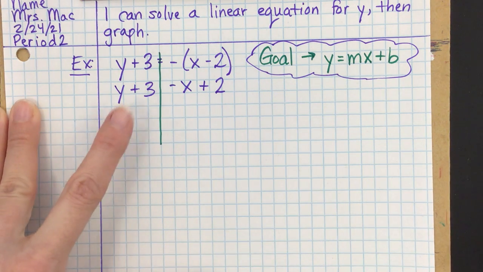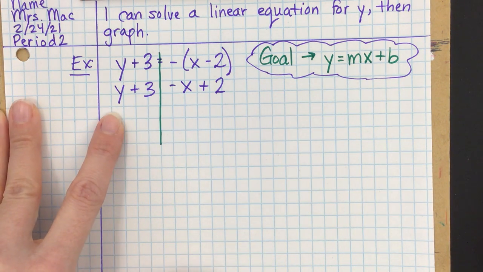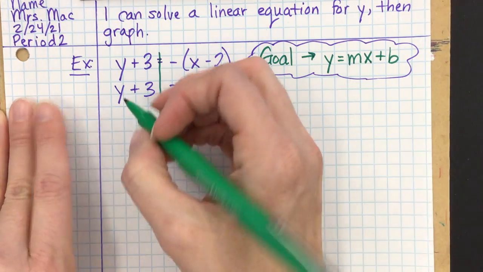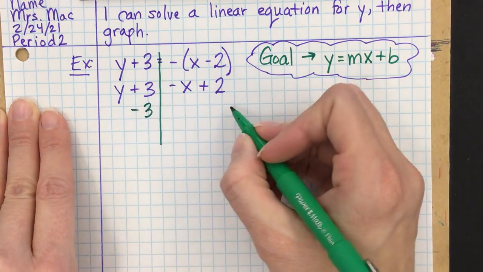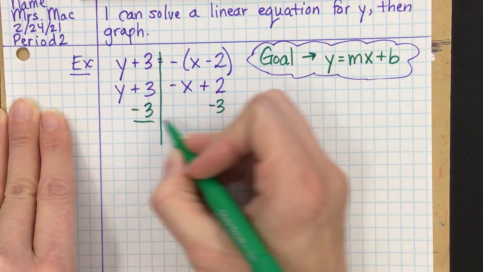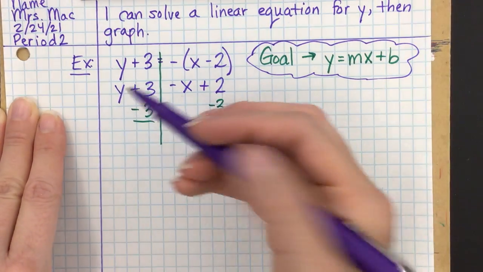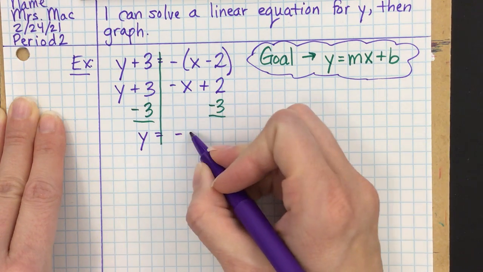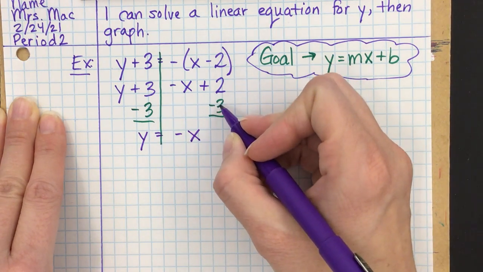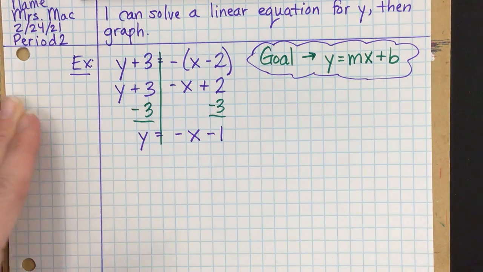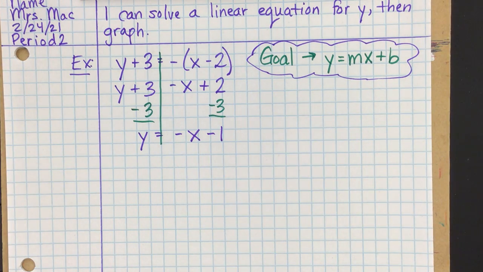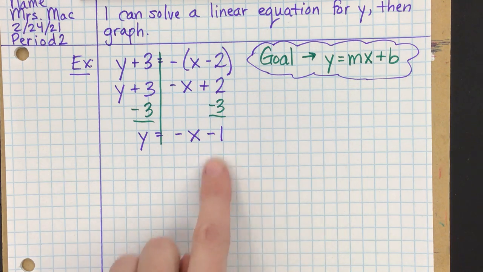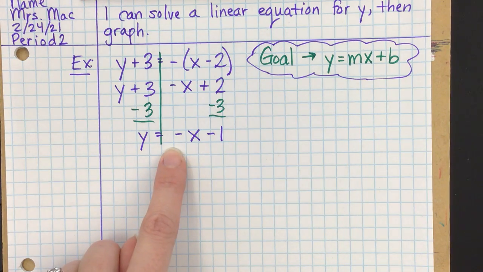Now, because I want y all by itself on one side of the equal sign so I can get it into this form, I am going to subtract 3 from both sides. And I will get y is equal to negative x, and then 2 minus 3 will be negative 1. So we did it. We reached our goal. We got it solved for y, and it's now in this form. So we can identify the y-intercept and the slope.